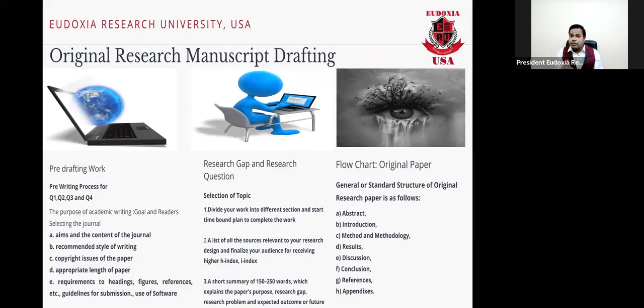And also be careful with the I index, H index, and impact factor of the journal. Don't go with the wrong journal. I'm requesting again and again. A short summary of 150 to 250 words, you can prepare before preparation of your abstract. It has nothing to do with your real abstract, but it is the base of your work.